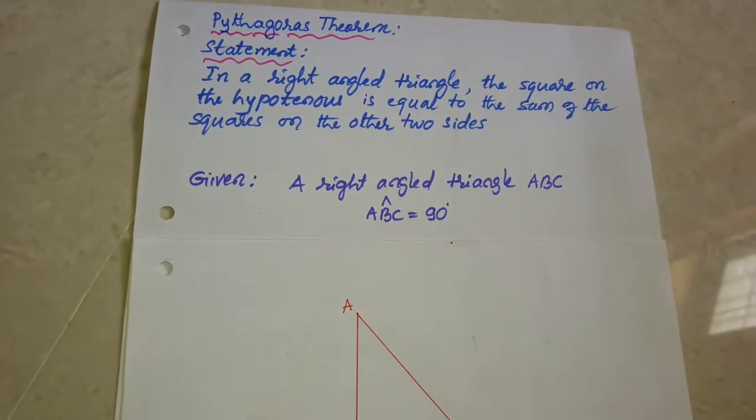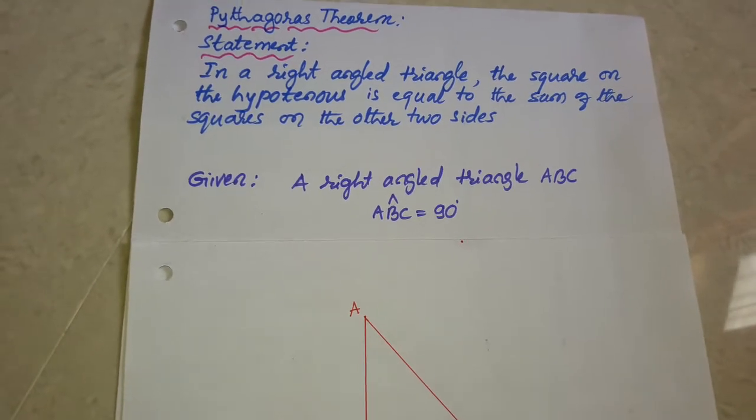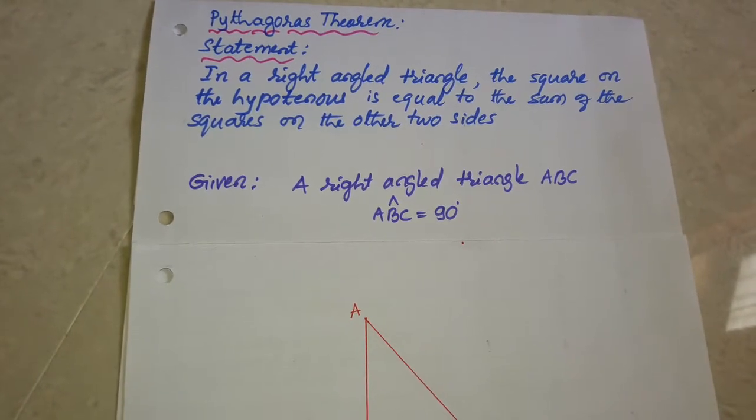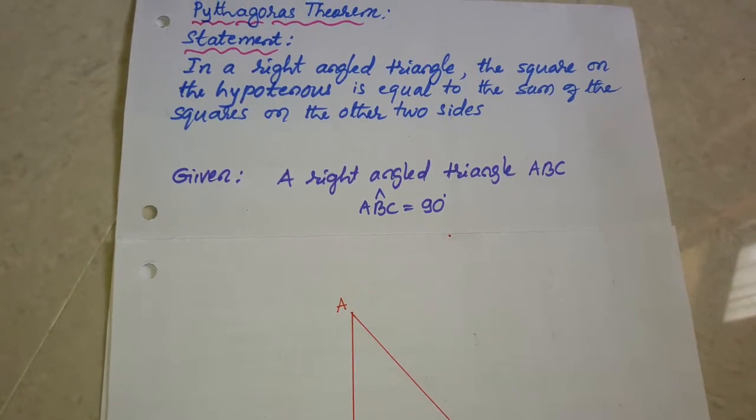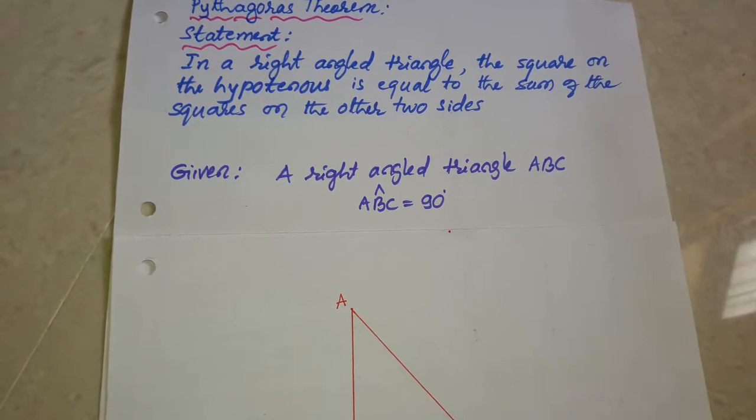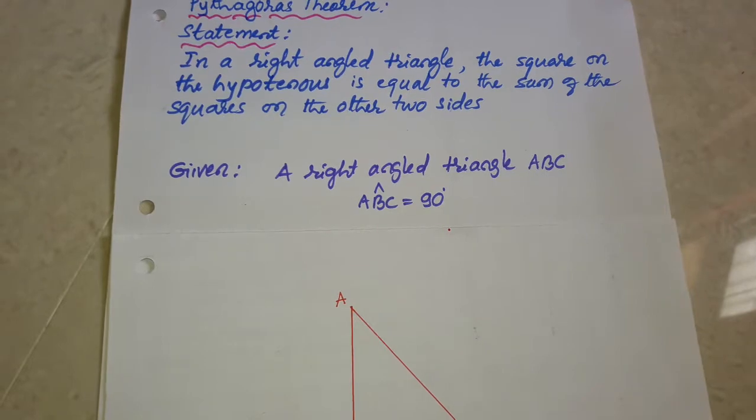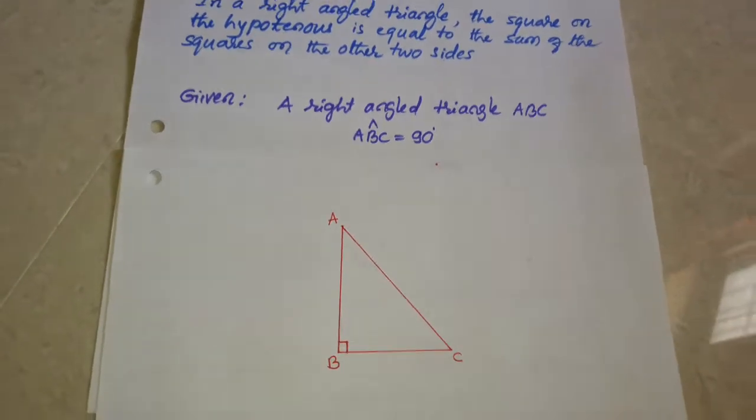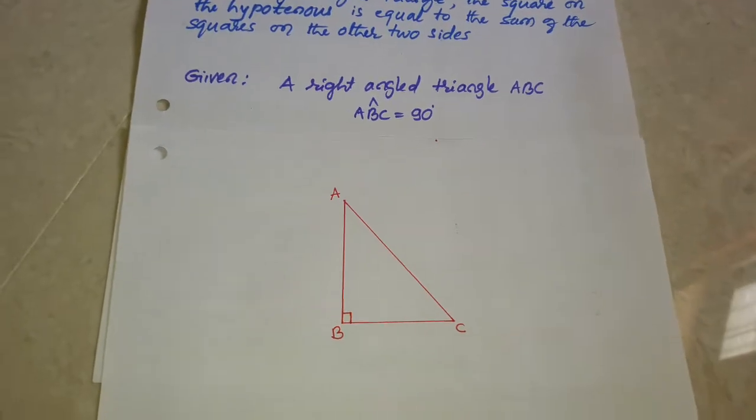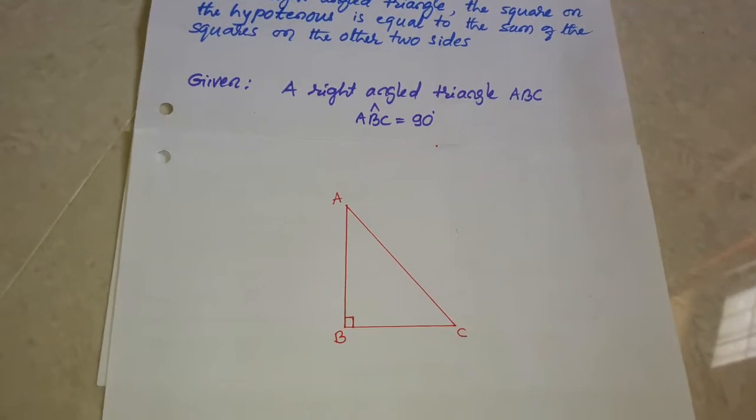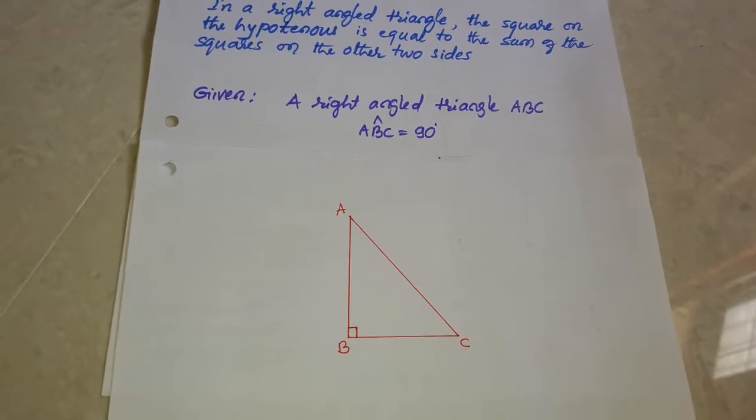Let's proceed to write what is given by reading the statement. If you read the statement of the theorem, the statement gives us a right angled triangle and further things are asked to prove. So I will take a right angled triangle with name ABC and will highlight which angle is right angle. At B it is right angle. So angle ABC is equal to 90 degrees.